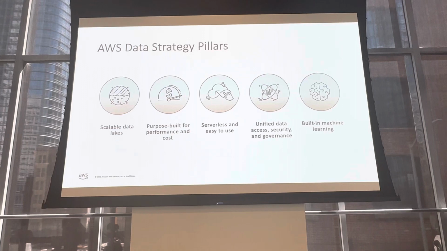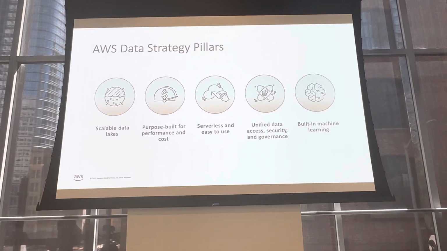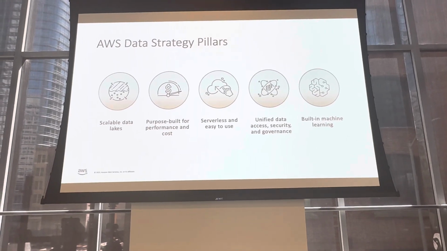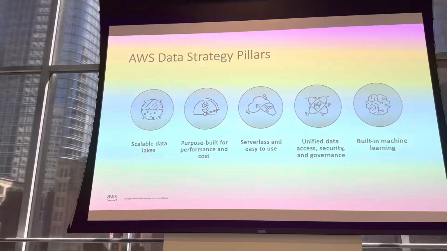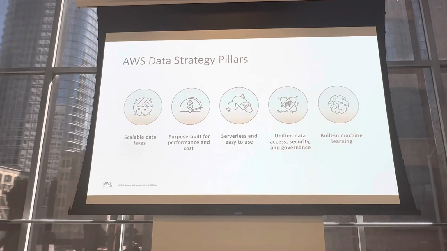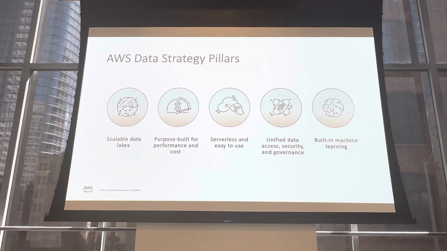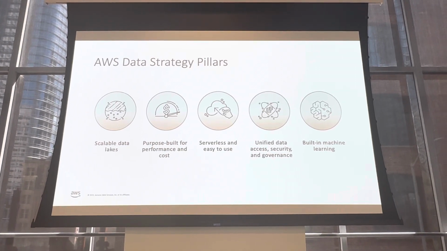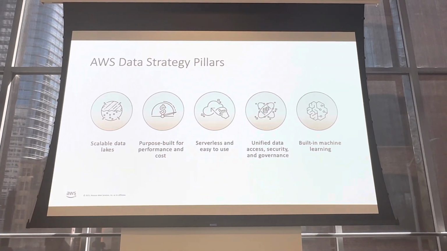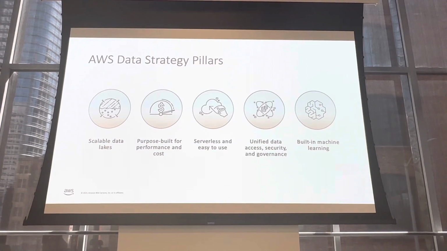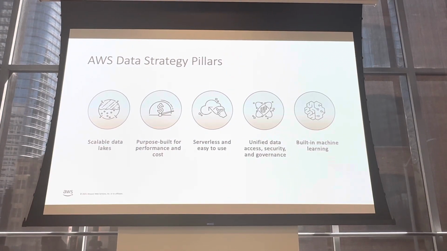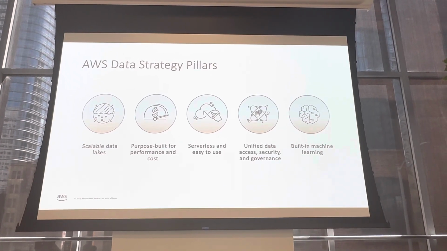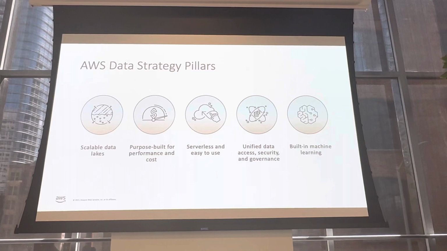Then we also have tools that are purpose-built for performance and cost. AWS has been the market leader in the cloud space for 15, 17 years now. S3 is the oldest service we have in the market. 17 years? Yes, 17 years. So we have these services and we have that experience. Like our CTO says, there is no compression algorithm for experience. So we have tools purpose-built for performance and cost optimization. And of course, we have serverless options too.